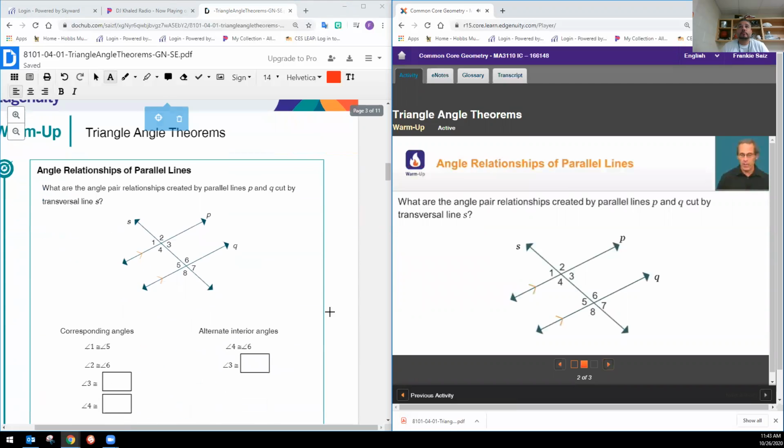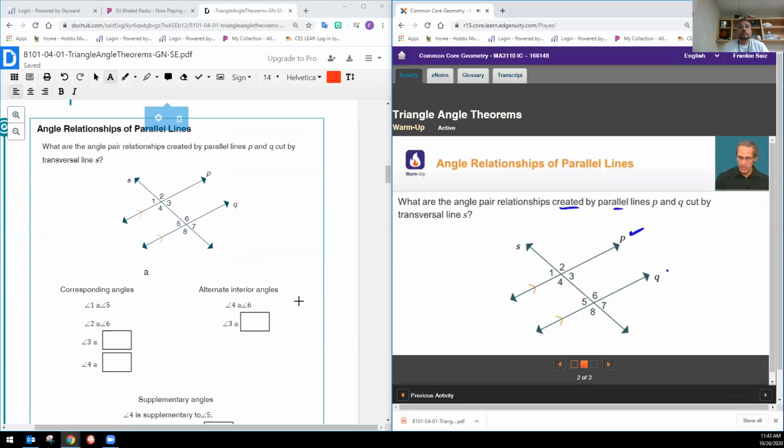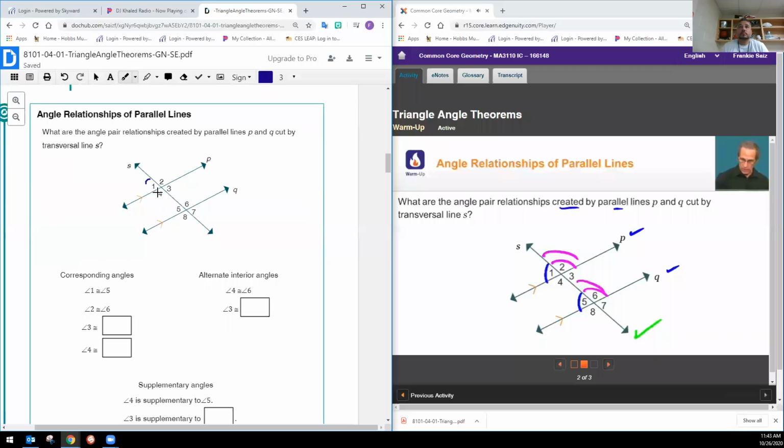What are the angle pair relationships that are actually created by parallel lines P and Q that are cut by a transversal, in this case line S? Well, for example, we have corresponding angles. Angle 1 is congruent to angle 5. Angle 2 is congruent to angle 6. Angle 3 is congruent to angle 7. And angle 4 is congruent to angle 8.